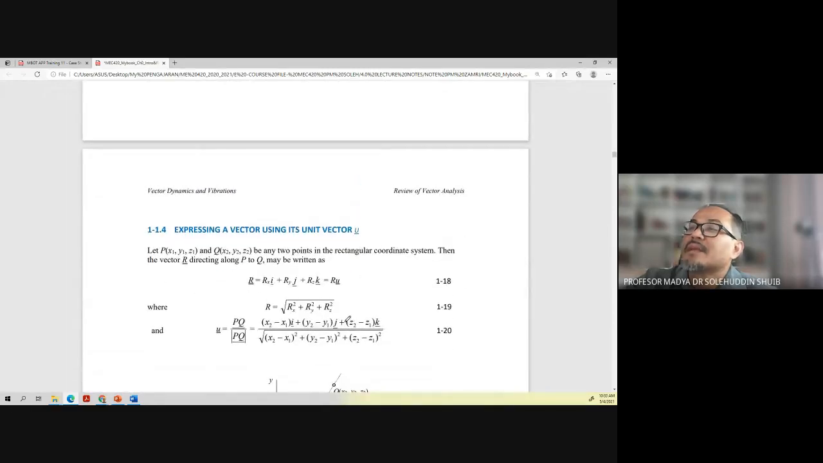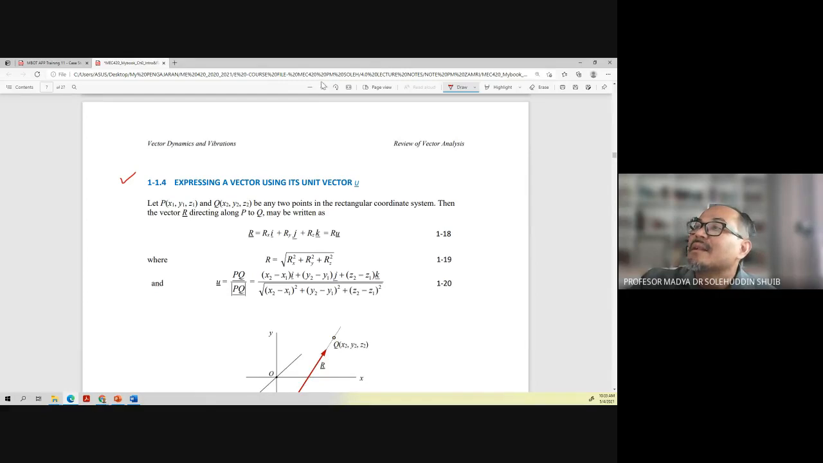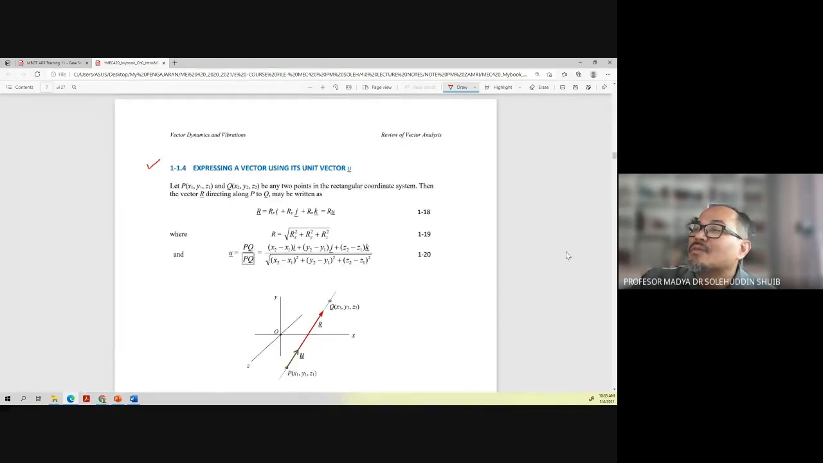How to express a vector using its unit vector u. This is very similar to the example in the previous slide or note that I have given to you. This is the fundamental of how to solve the problem, because this time we have to express a vector using its unit vector u.